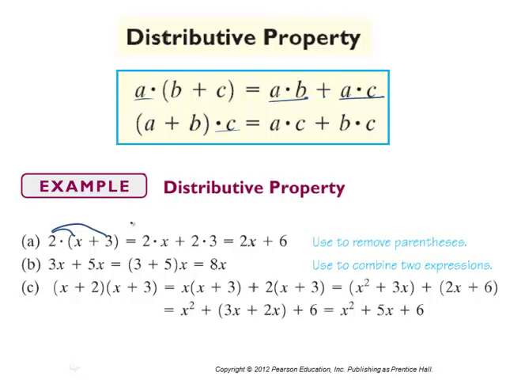You could also do the backwards motion here. If you have 3x plus 5x, guess what? x is common to both of those terms, so you could pull out the x and write that as 3 plus 5 times x. And then 3 plus 5 is 8x. So this actually tells us how to add like terms.